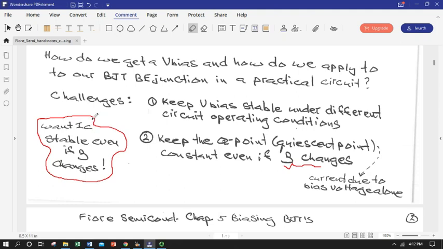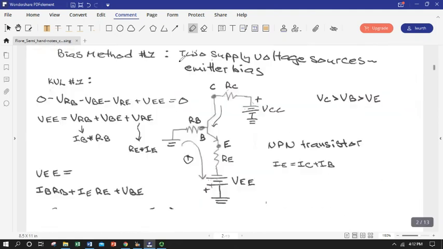Both could change in operation. We don't want our beta to change just because we move the Q point. We want to operate in a different regime. So the rest of this lecture, and in fact the rest of Fiore's chapter 5, goes through different practical ways to achieve this in the context of different examples of circuits.